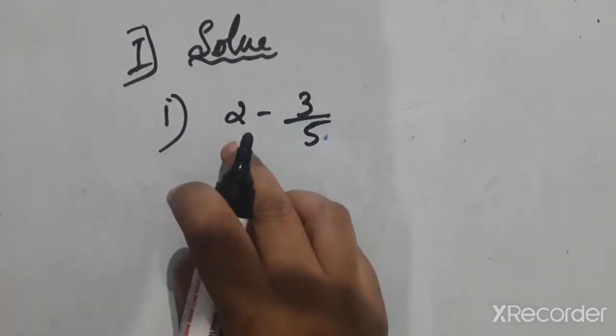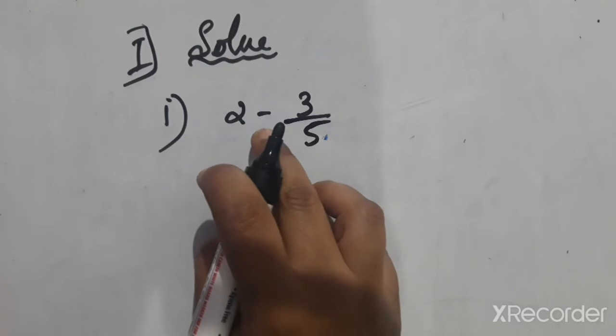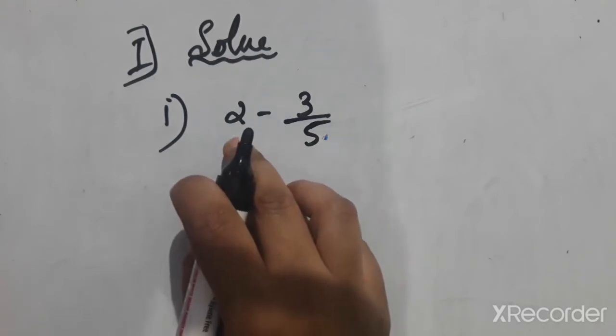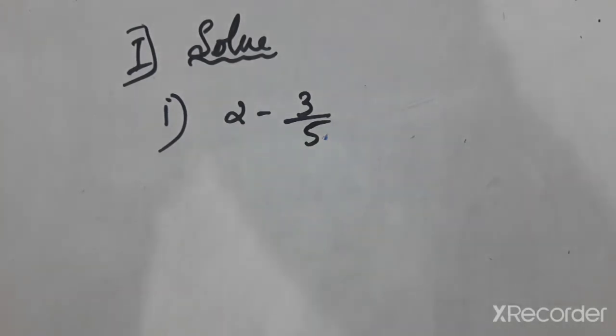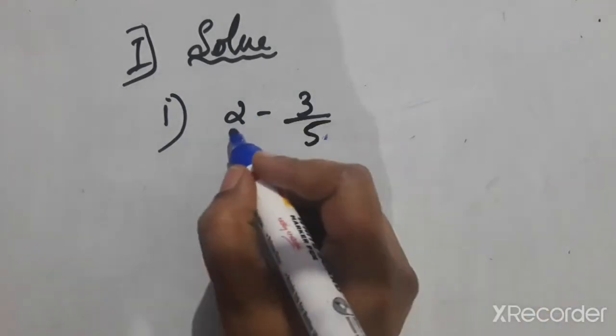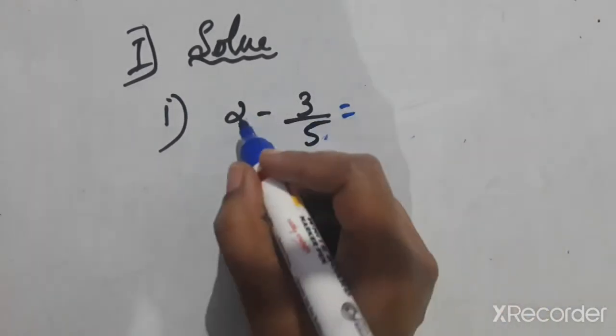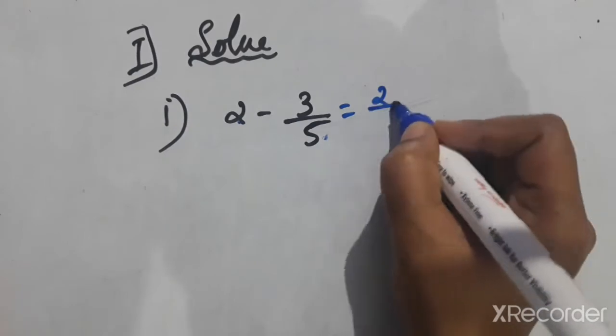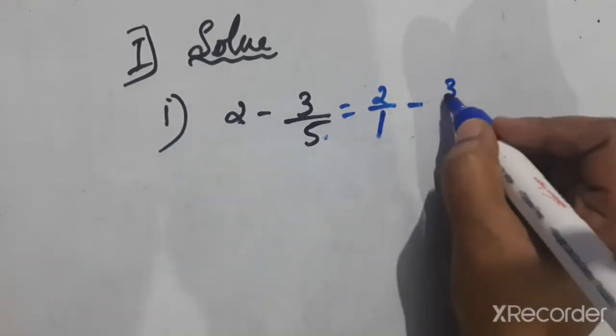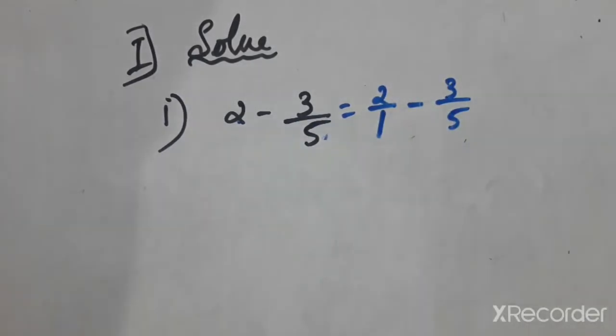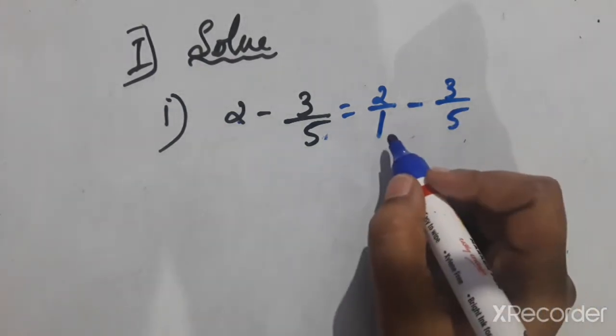First question: solve 2 minus 3 by 5. Here is a minus symbol, so we have to subtract, and subtraction of fractions means converting the number into a fraction. Now 2 in fraction form is 2 by 1, minus 3 by 5. Now we have to subtract the fractions.